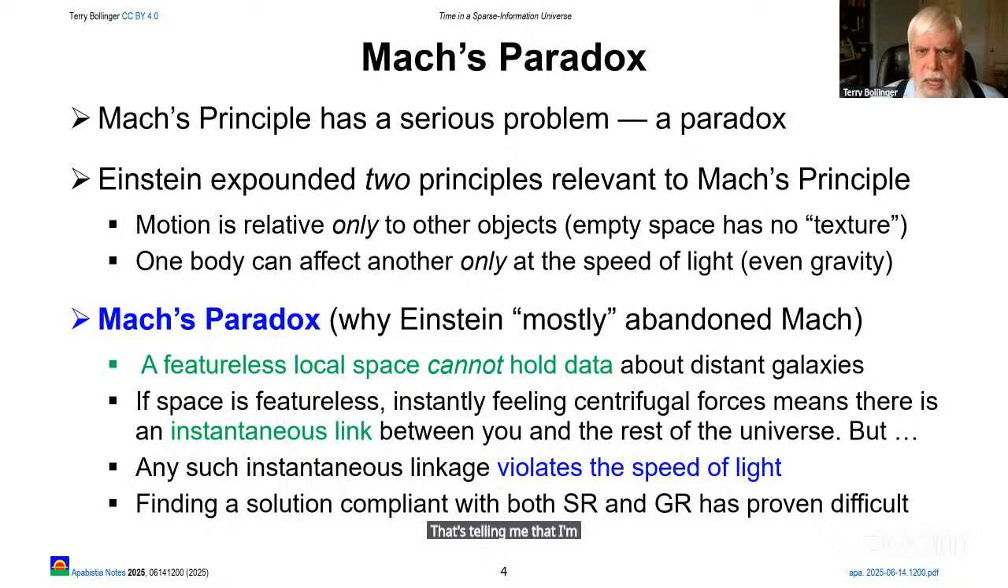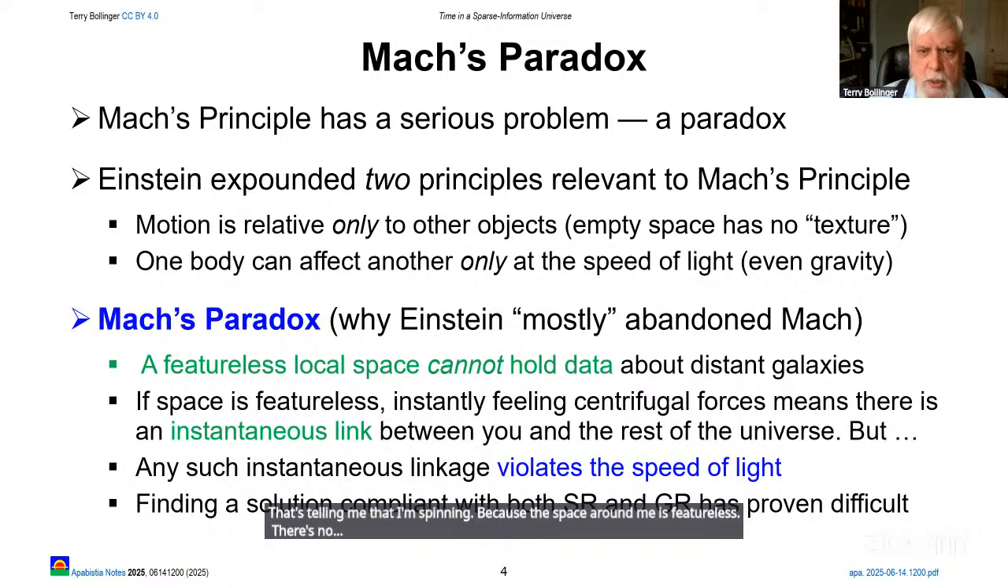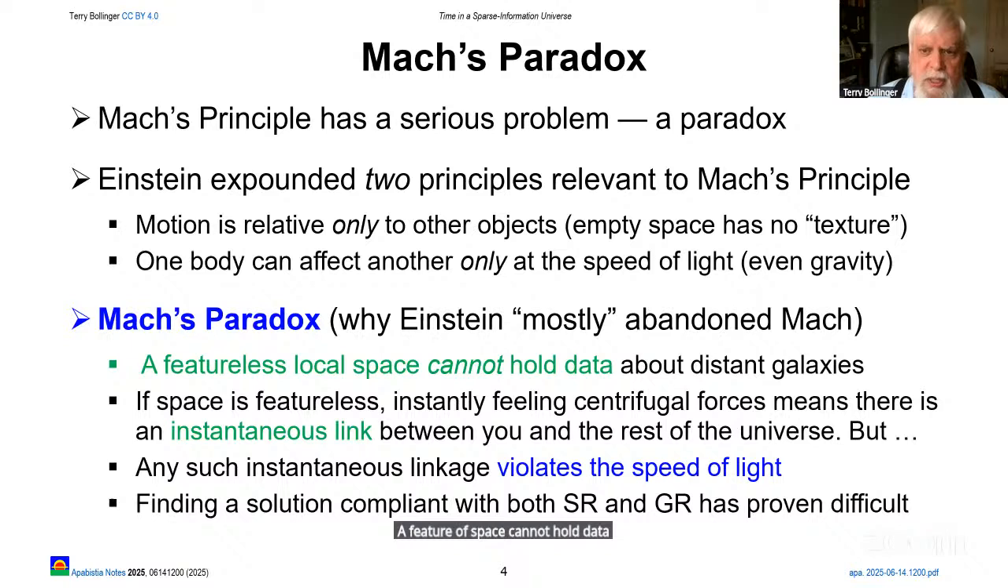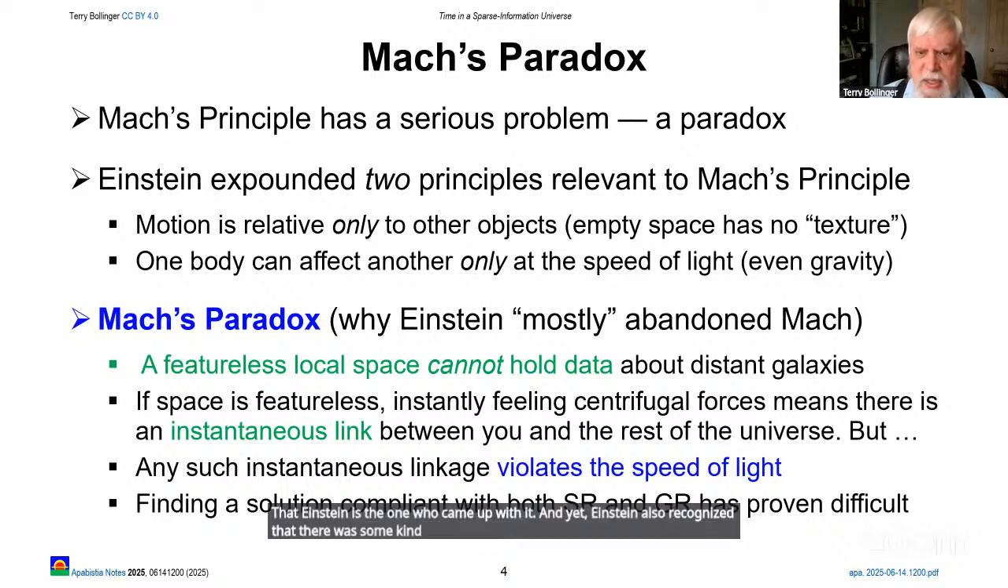So you have that, but then you say, what is it locally that's telling me that I'm spinning? Because the space around me is featureless. There's no information content to it. A feature of space cannot hold data about distant galaxies. That's the premise that Einstein came up with. And yet, Einstein also recognized that there was some kind of instantaneous link between you and the rest of the universe, that it's not a coincidence that the resting position of the average universe is the same position that determines whether you're rotating. So how do you do this?